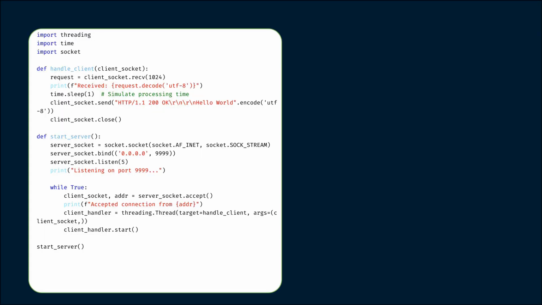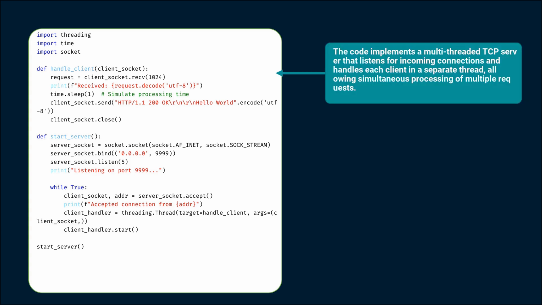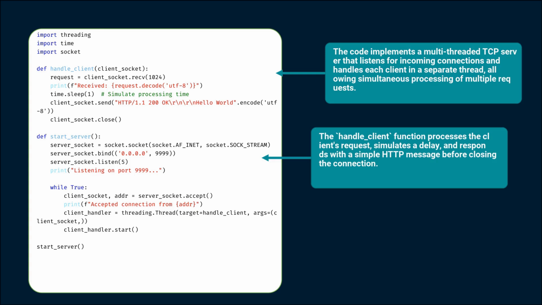Now let's implement a simple TCP server that demonstrates concurrency using Python's threading module. The server begins by importing the necessary libraries: threading for managing multiple threads, time for simulating processing delays, and socket for network communication. In the handle client function, we first accept incoming requests from clients and print a message with the received data. To simulate processing time, we include a time delay, which stands in for potential I/O operations you might encounter in a real-world application, such as database queries.